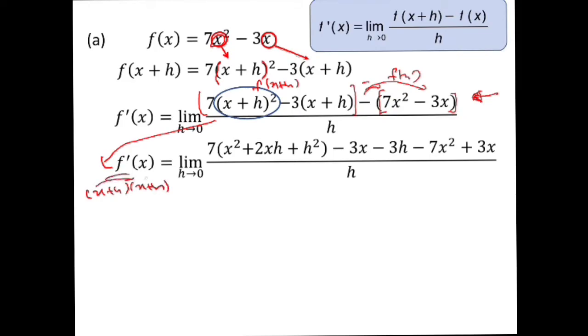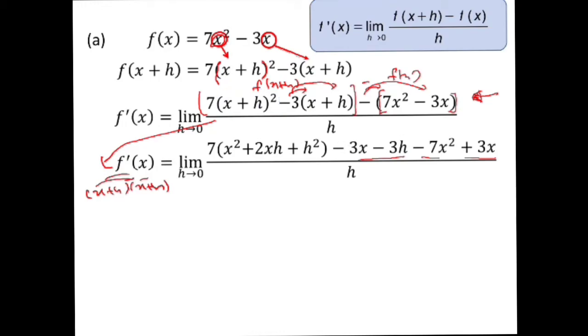Expand this one by one, and what you get is x squared plus 2xh plus h squared. After that, just expand this negative 3. Open the bracket and you get negative 3x minus 3h. Also the same for the term behind. Open your bracket and multiply with that negative sign. And what you get is negative 7x squared plus 3x, over h.